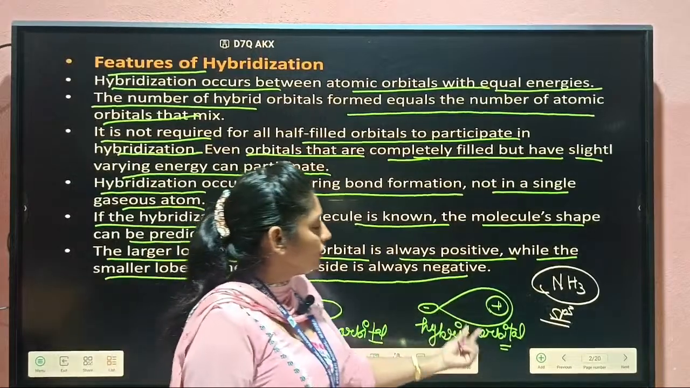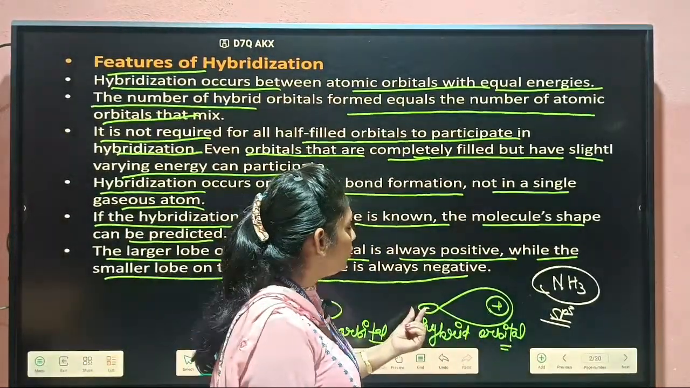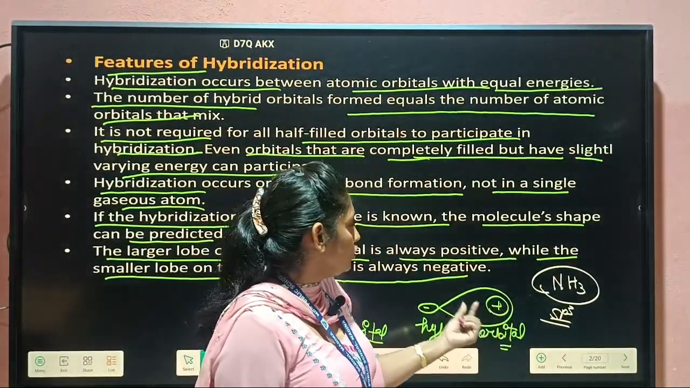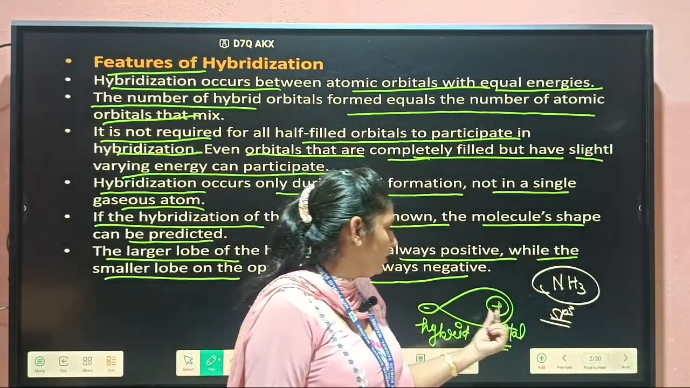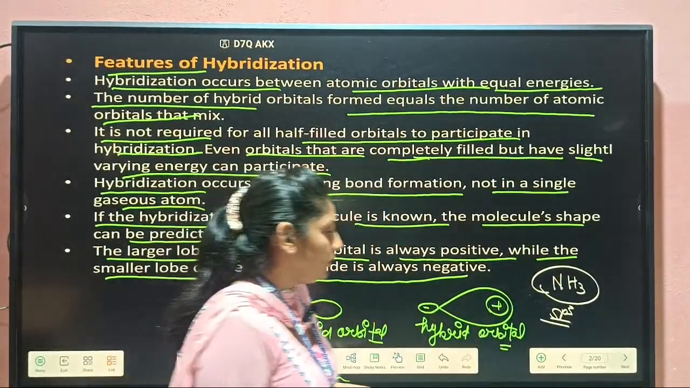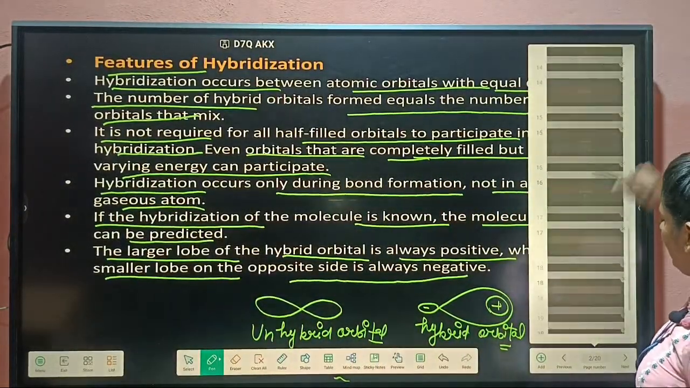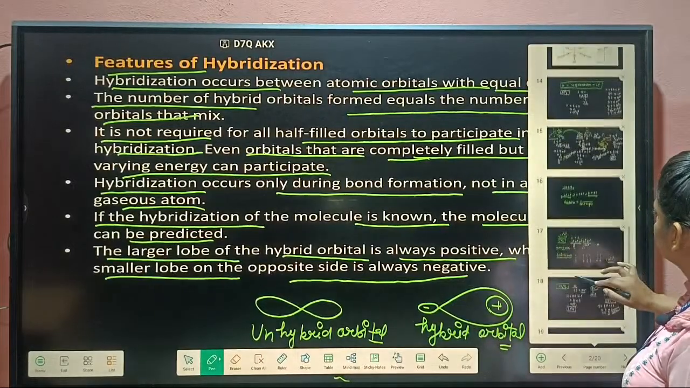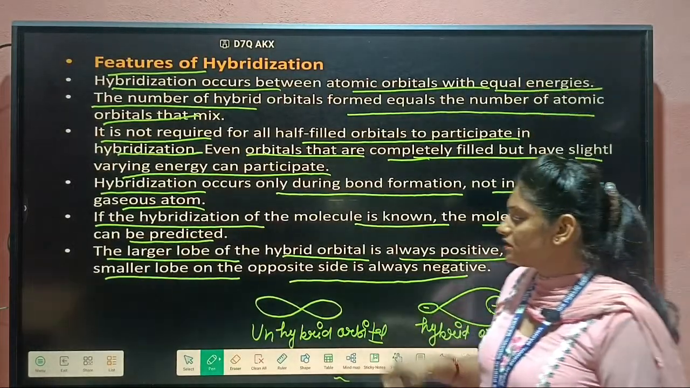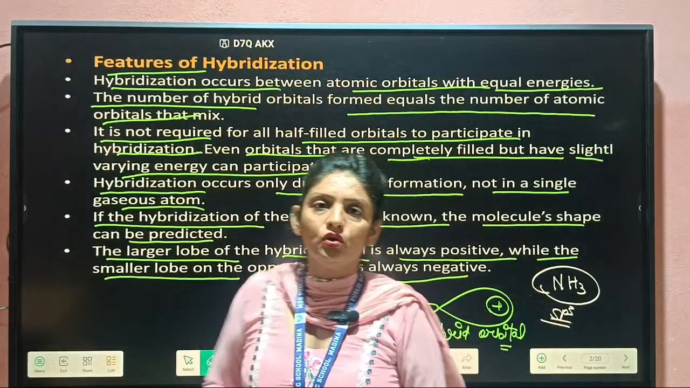Okay students, in a hybrid orbital there is a smaller lobe and a bigger lobe. The bigger lobe will be positive and the smaller will be negative. After that we discussed sp2 and all, and we discussed the trick also. So I hope this topic is clear to you. Okay, so thank you, have a nice day.